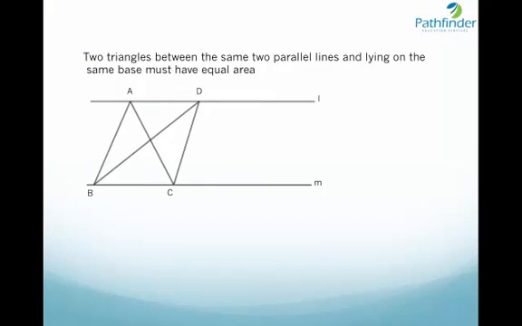Let us look at another property. Two triangles between the same two parallel lines, let's say L and M are parallel lines, and we have triangles ABC and DBC. You would notice that both these triangles are lying on the same base, that is BC, and between the same two parallel lines L and M. So if two triangles lie between the same two parallel lines and on the same base, their areas must be equal. So by the property, area of triangle ABC must be equal to area of triangle DBC.